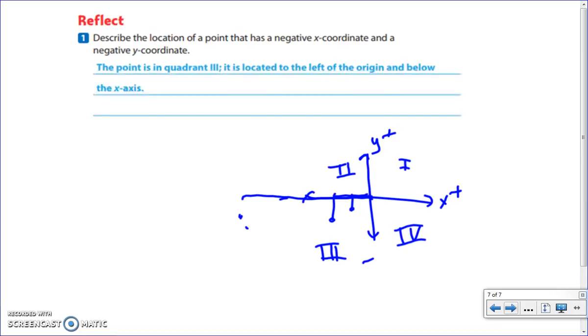It's to the left of the origin and below the x-axis. So that's it for today. We learned about our quadrants.